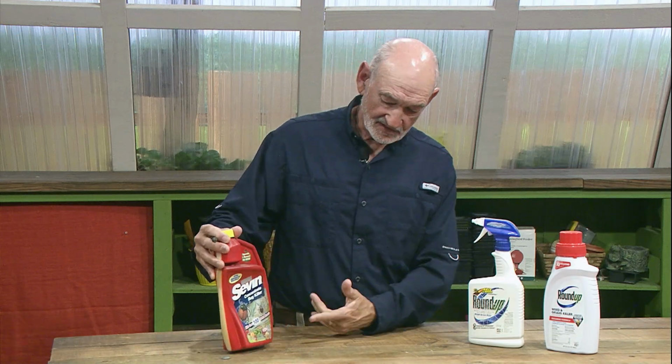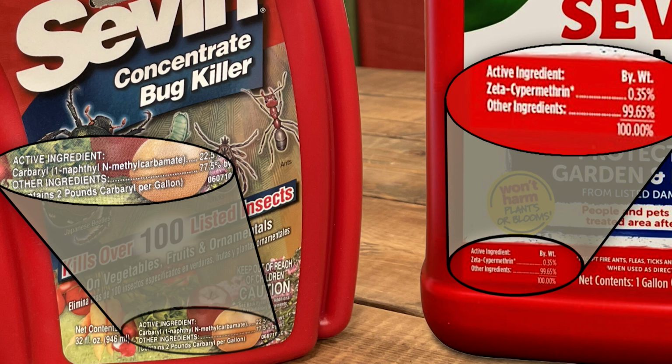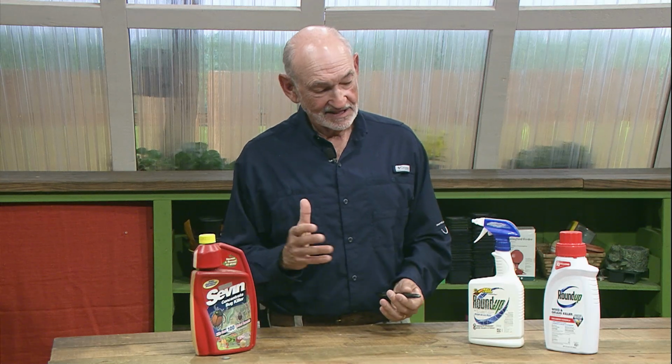This product is called Sevin. Carbaryl used to be the only active ingredient that you would find in Sevin. Now there are several products out there that have ingredients other than carbaryl in them. My point is, read the label, read and follow the label directions. You might learn something.